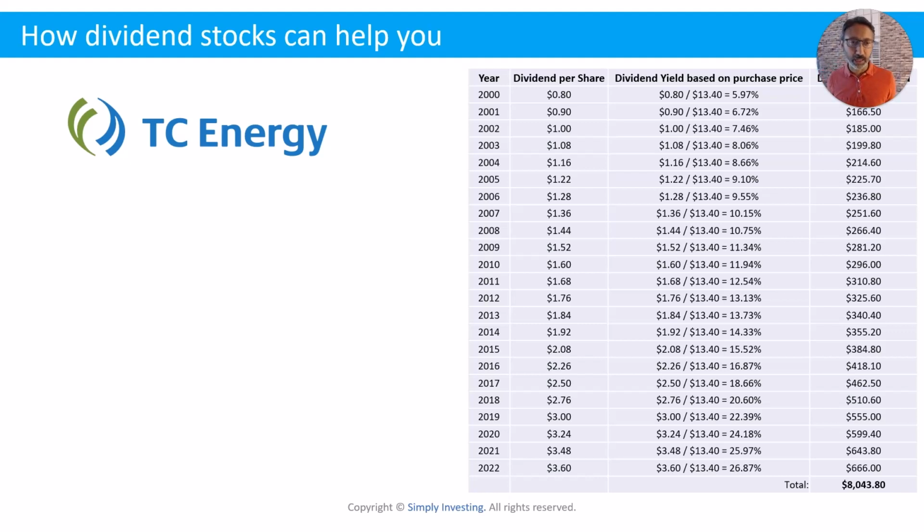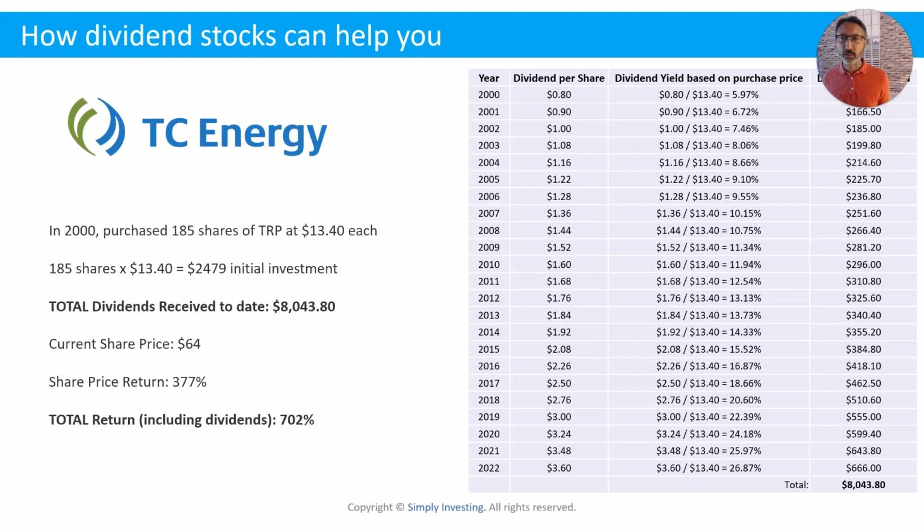You can see that my dividend yield based on my purchase price at the bottom of the table there is over 26% return every single year just for owning these shares. The total investment, including dividends, is now over 700% return. Okay. As dividend investors, we're not too concerned about the stock price. Our focus is on the dividend income.